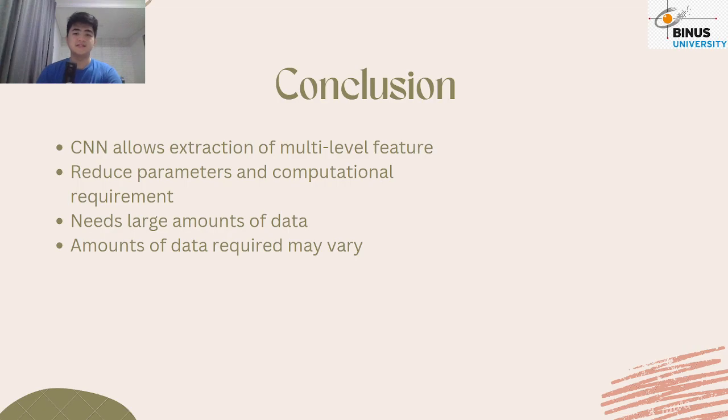So in conclusion, CNN allows extraction of multi-level features, which allows it to reduce the parameters and computational requirements in order to run CNN. However, CNN does need a large amount of data, and those amounts of data may vary across different architectures. So for future researchers that are planning to use CNN, they must consider these benefits and drawbacks.